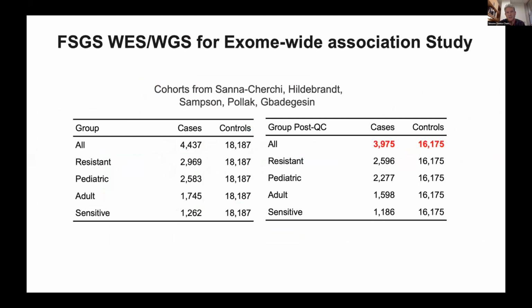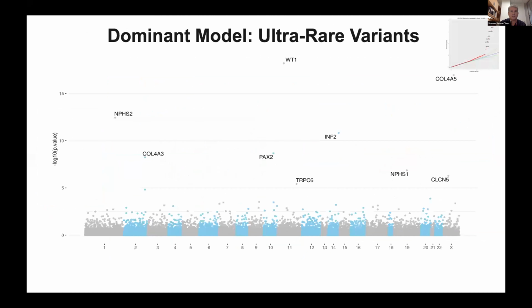So this is an interim analysis. The analysis of the complete data set that I mentioned before is ongoing as we speak. So this is about 4,000 cases and 16,000 controls with nephrotic syndrome, with all the cohorts provided by us. And we've done this test, and as you can see, it seems to work pretty well.